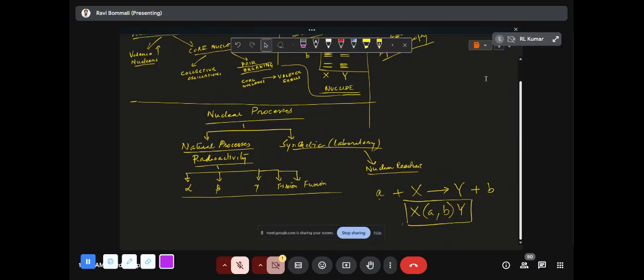So if we talk about alpha decay, what happens in alpha decay? Emission of... what gets emitted in alpha decay? There's an emission of an alpha.